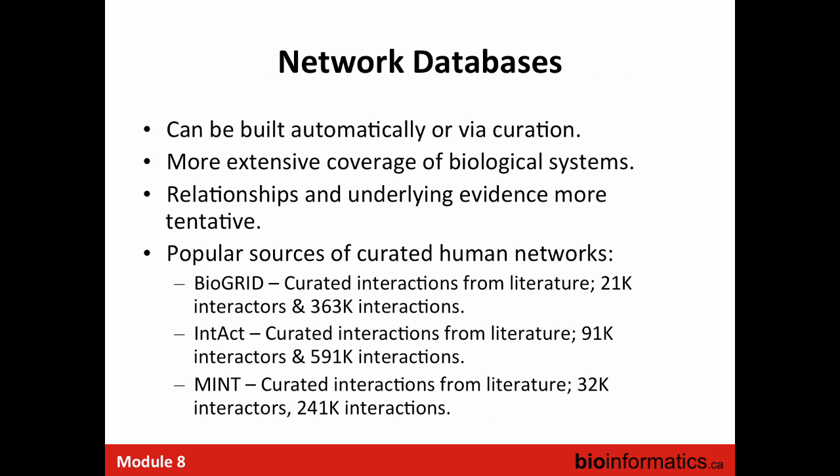Now, there are a variety of different network databases out there. They're built either by manual curation or by extensive automation. They typically have slightly better coverage than pathway databases, basically just because there's more content. It's much easier to identify the interactions than it is to build the reactions that constitute part of a pathway. So it's much easier to curate physical interactions. But I want to point out that some of the relationships and the underlying evidence behind some of those interactions are tentative.